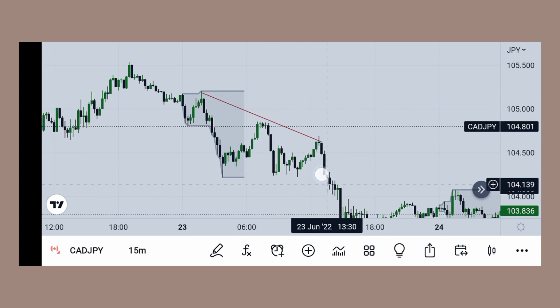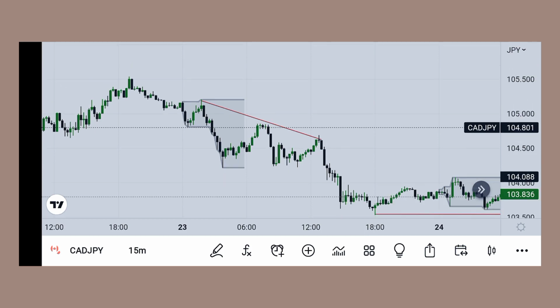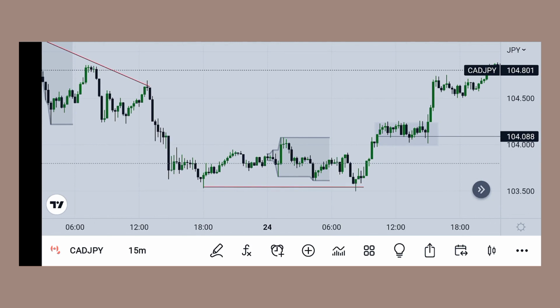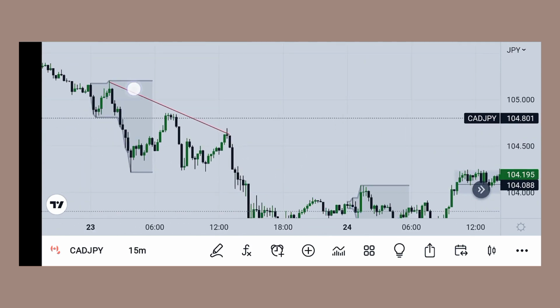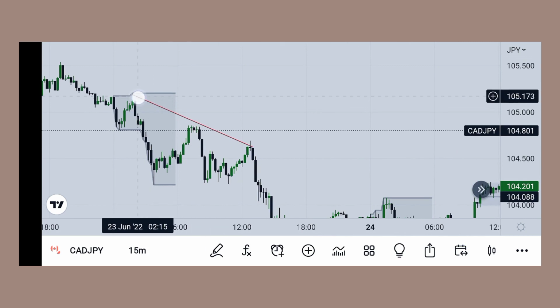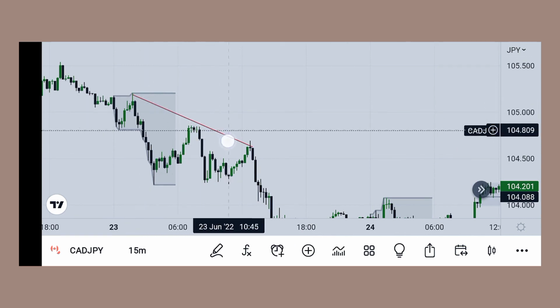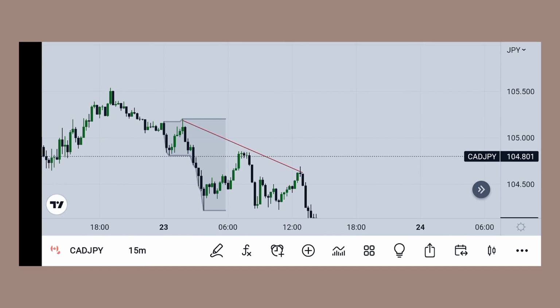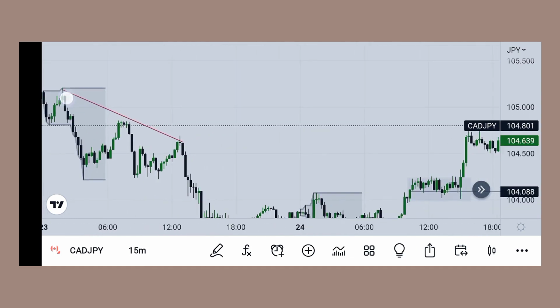Our buy orders are here. So I want to take profit around this point. Yeah, at this point we want to take profits here. So that's it. It is what it is.